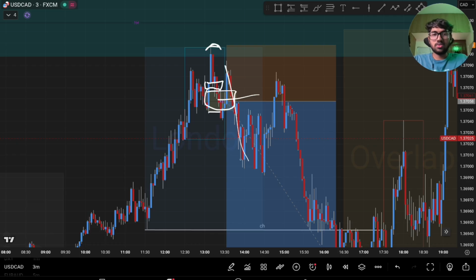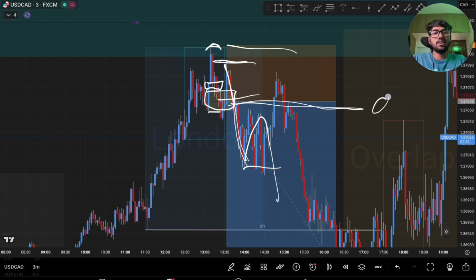So all I was looking for was a structure break, right? So the moment price went into this portion, I changed my SL from here to here. So the next thing that I was looking for was either price to give me another move down. So I eventually put my SL in cost to cost. So that was my entire plan.